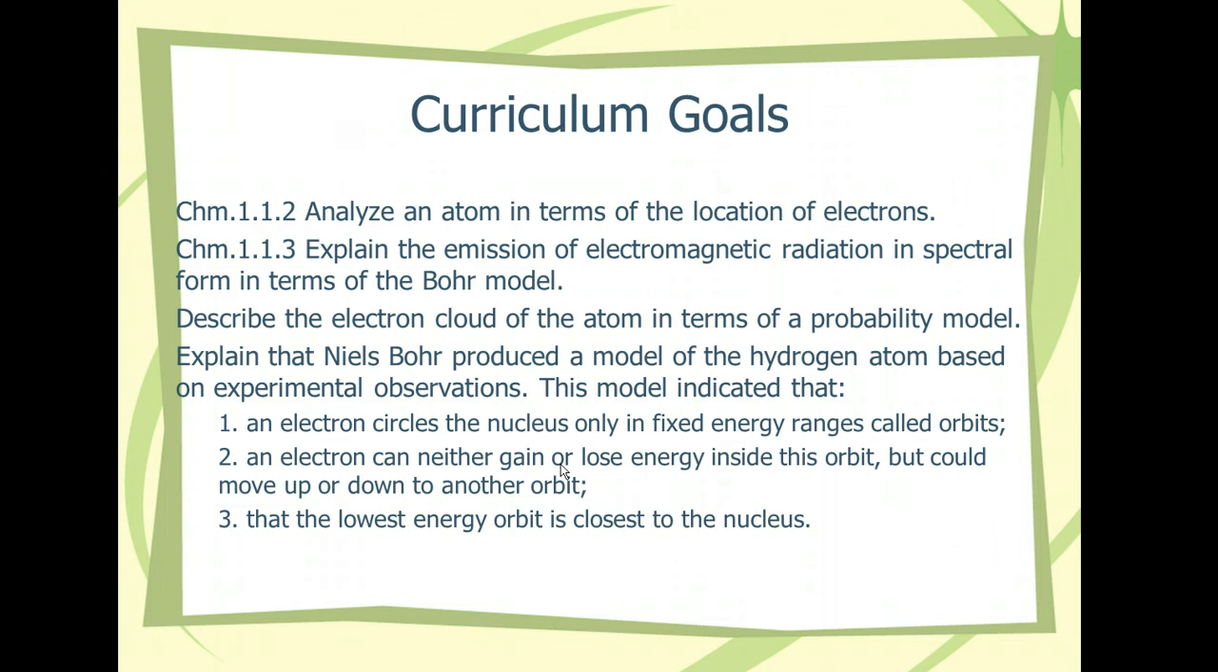In the Bohr model, an electron circles the nucleus in fixed energy ranges called orbits. It can neither gain nor lose energy inside that orbit. It can move up or down to another orbit. And the lowest energy orbit is the one that's closest to the nucleus.